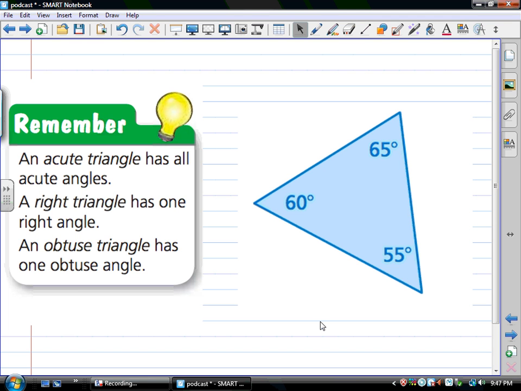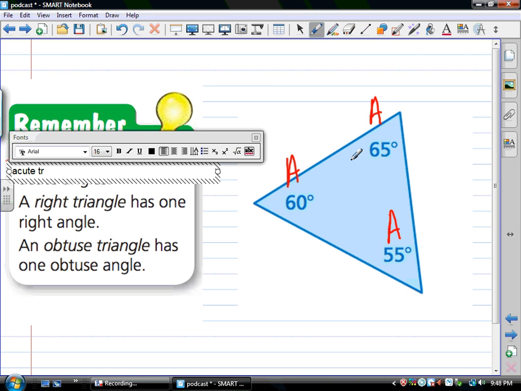If I ask you to identify this triangle by the measurement of the angles, you should be able to see that you have 65 degrees, which is an acute angle, 60 degrees, which is an acute angle, and 55 degrees, which is an acute angle. By definition, an acute triangle has all acute angles. I have all acute angles. So this is an acute triangle.